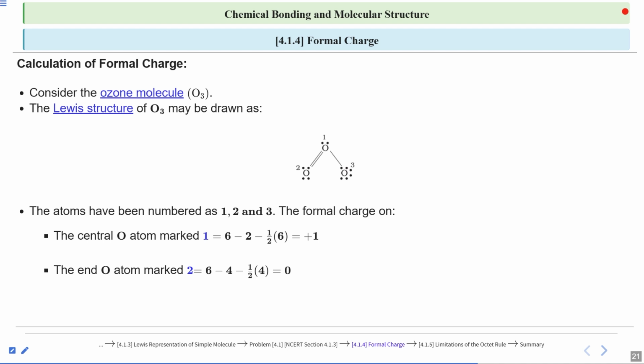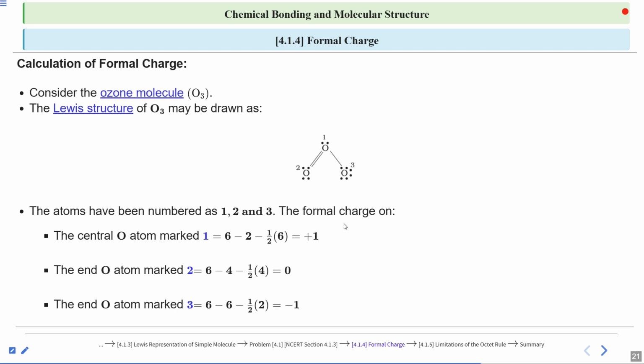What is the formal charge on the third oxygen? Remember, this whole O3 should be neutral. Then, and only then, will your formal charge be satisfied. One is having a +1, one is having 0. So the third one will have -1.